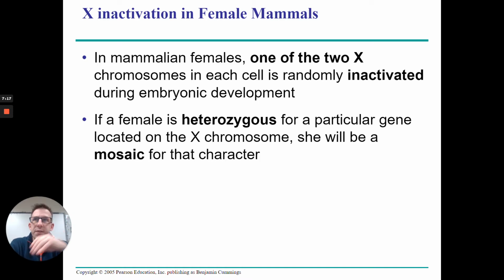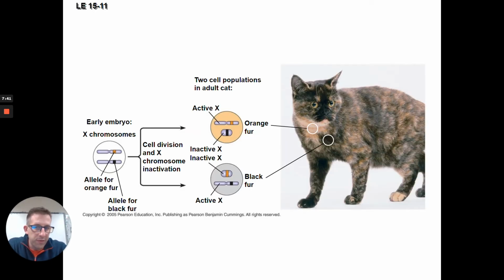because if you are looking at a specific trait that, let's say, codes for the color of fur, and that's the example we're going to see in the next one, the color of fur, one of those chromosomes, let's say one chromosome has the allele for black fur and the other chromosome has the allele for orange fur. One of those chromosomes will actually just shrivel up and effectively die and not ever be expressed. Its allele will never have any bearing on what the animal looks like.